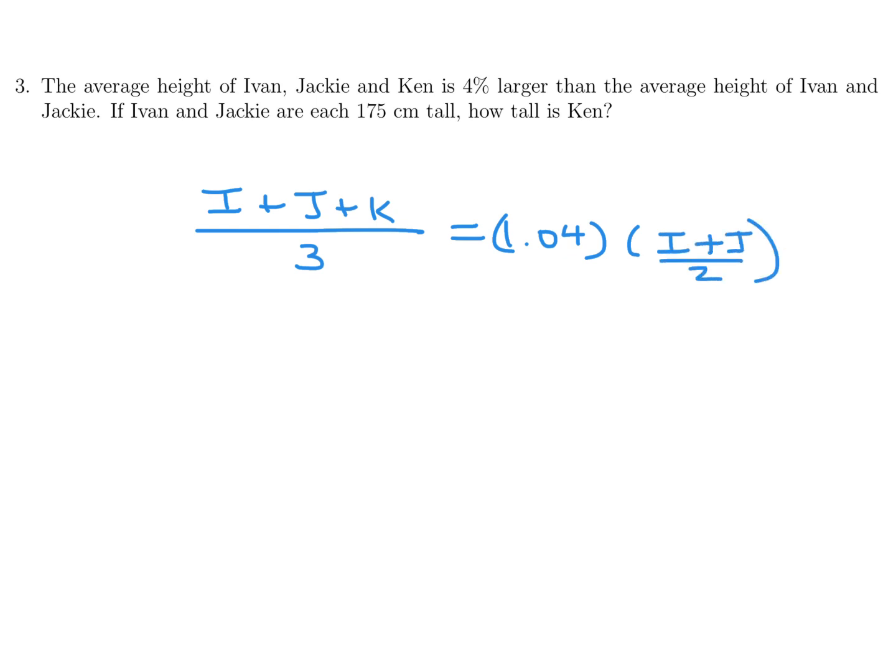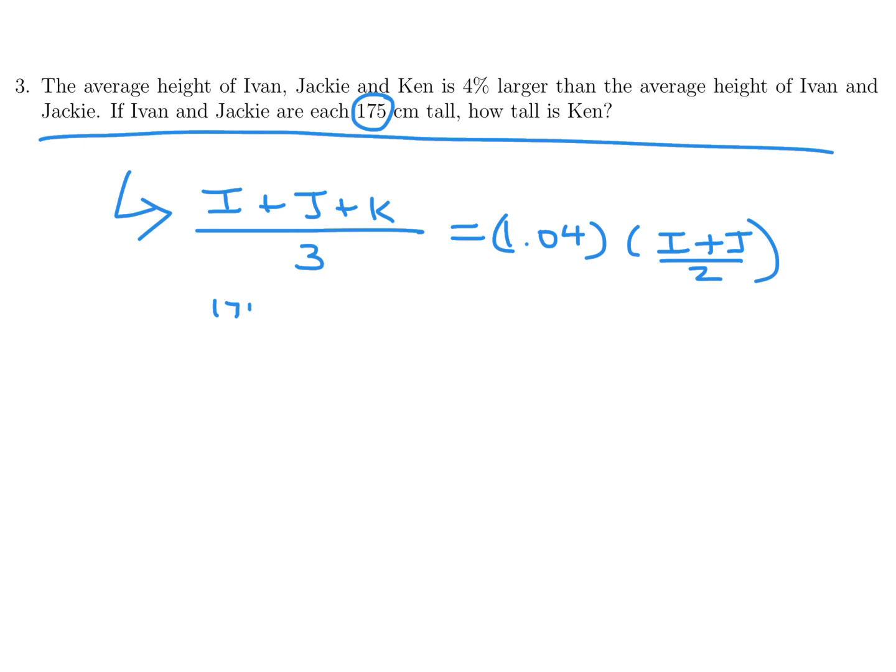So this is the equation. This is the mathematical setup of the wording here. I just converted it to an equation. And then just solve for this. And the good news is they've given us that 175 is the value for I and j. And I guess that means that we will be left with just one variable. And that would easily allow you to solve for that one variable.